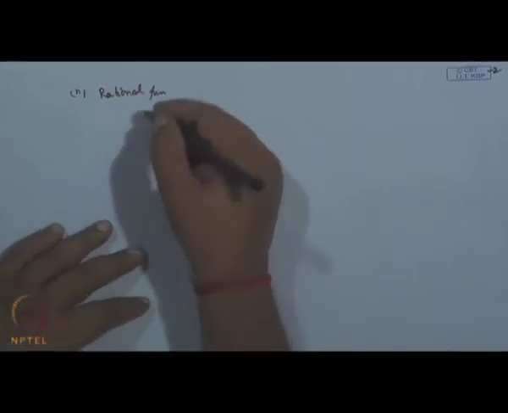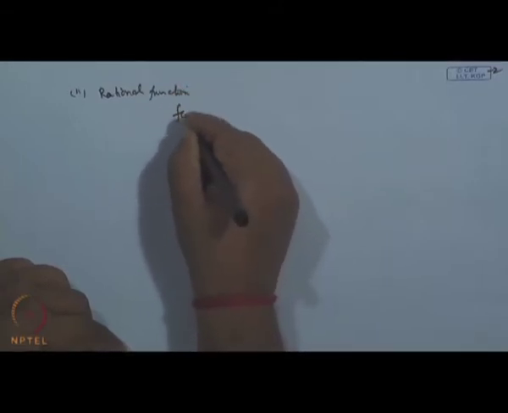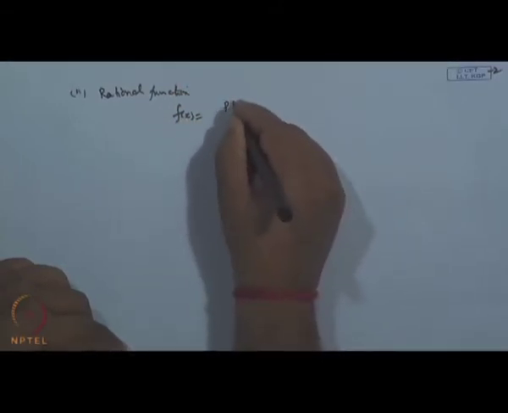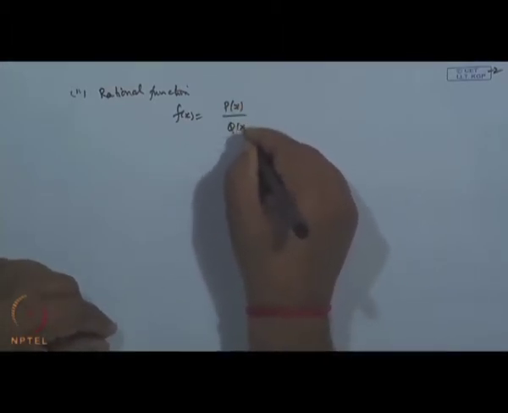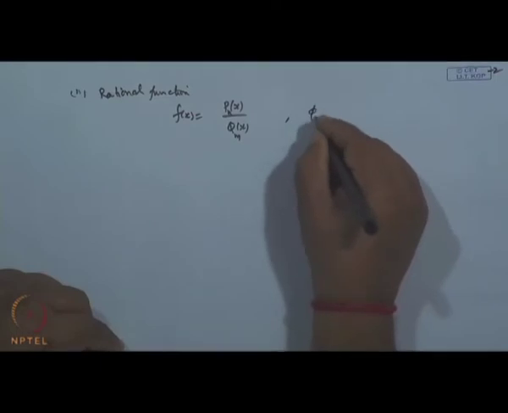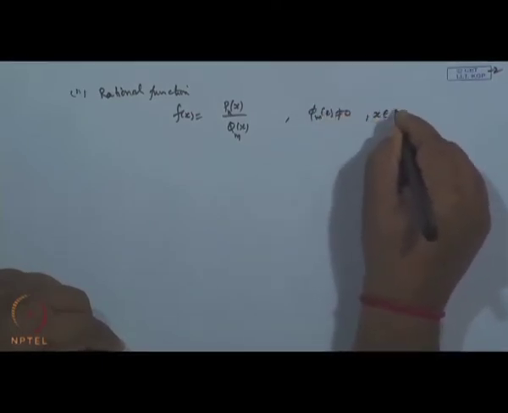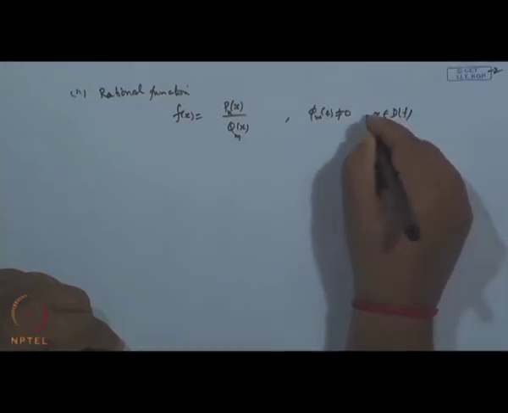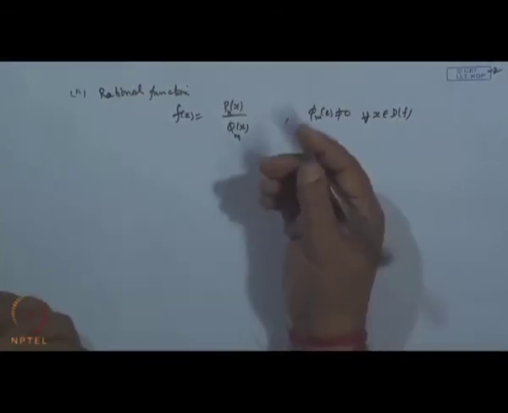Rational functions: a function f(x) which is of the form p(x)/q(x), where p(x) is a polynomial of degree n, and q(x) is a polynomial of degree m, but q(x) is not 0 for any x belonging to the domain of f. For every x belonging to A, q(x) is not 0. Then such a function we call a rational function.